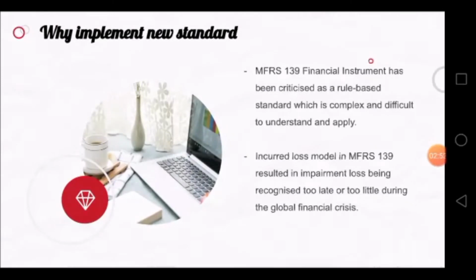Why implement new standard? MFRS 139 financial instrument has been criticized as a rule-based standard which is complex and difficult to understand and apply. Besides, incurred loss model in MFRS 139 resulted in impairment loss being recognized too late or too little during the global financial crisis.